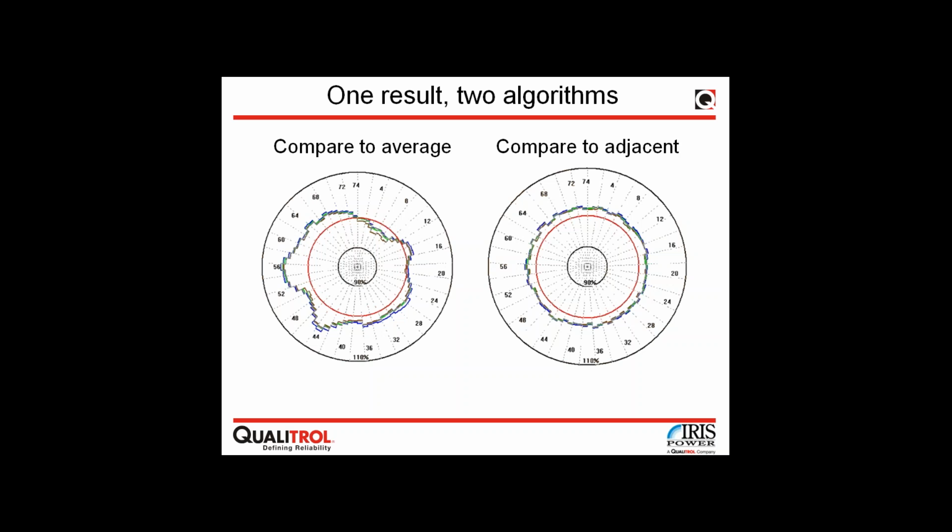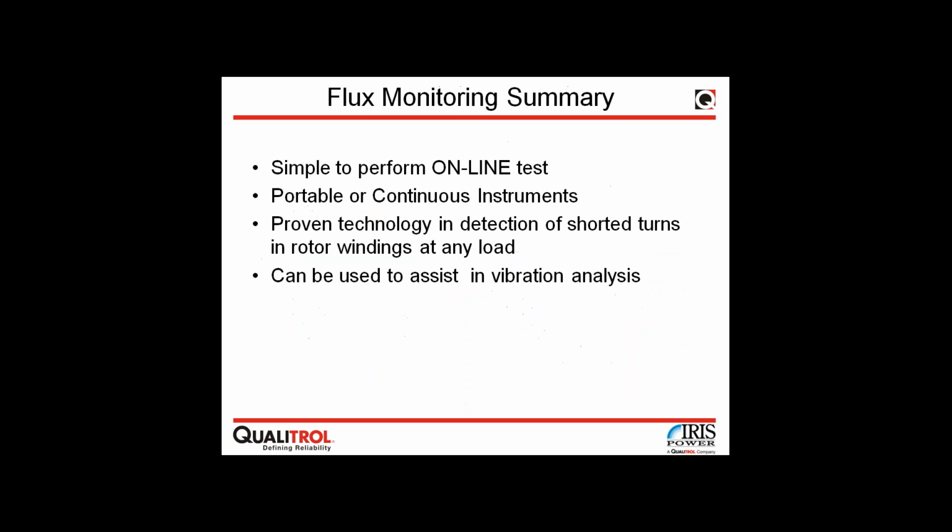However, the shape of the rotor is bad, so once electromagnetic forces are present as a result of excitation, we will see vibration, and it is not an indication of a shorted rotor turn or a shorted pole, but an indication of the poor geometry of the rotor. So this is another simple-to-perform online test, and it could also be used in portable and continuous instrumentation, and the primary role is to assist in vibration analysis.